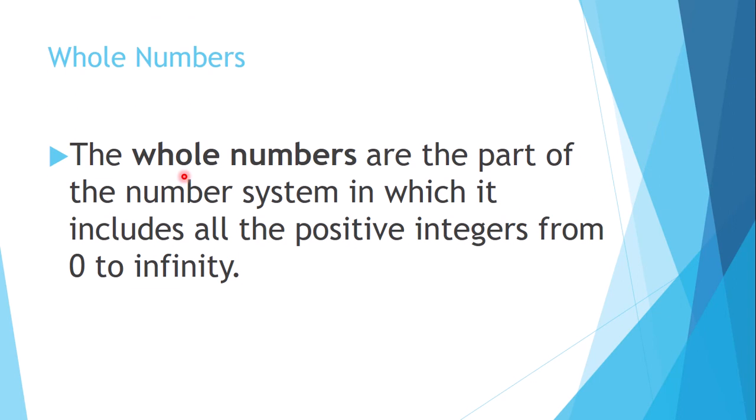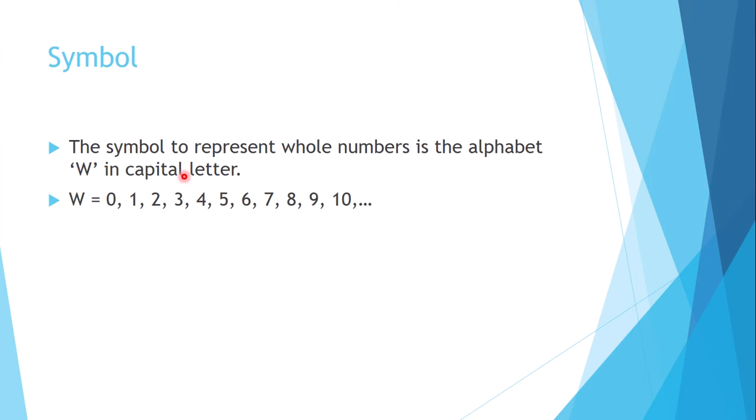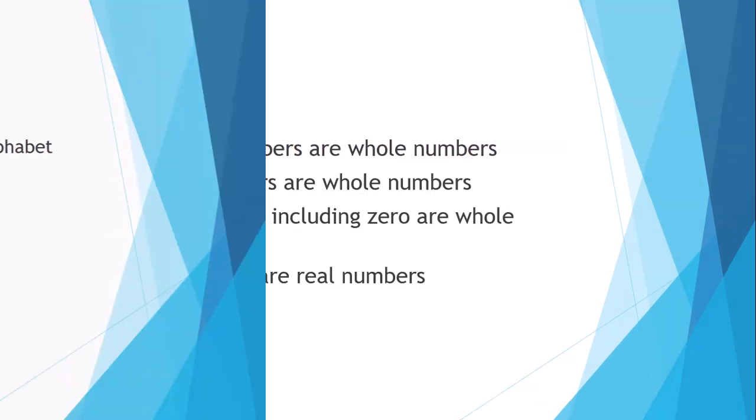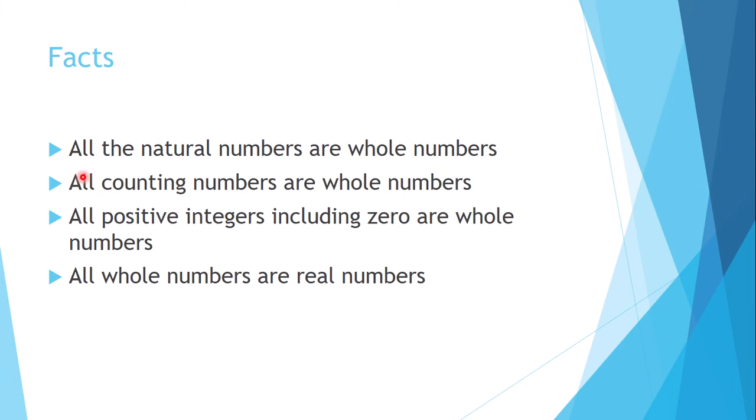Now, before starting the exercise, let us discuss what whole numbers are. The number 0 together with counting numbers gives us the whole numbers. We denote whole numbers with capital W. These are a few facts related to whole numbers. All natural numbers are whole numbers. All counting numbers are whole numbers. All positive integers including 0 are whole numbers. All whole numbers are real numbers.